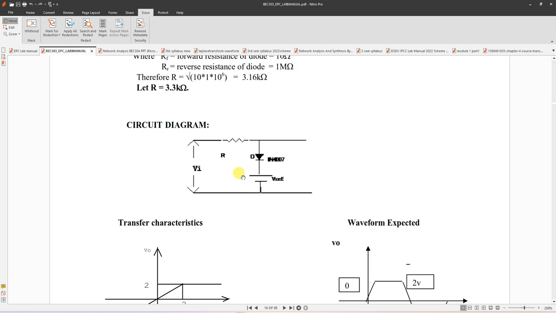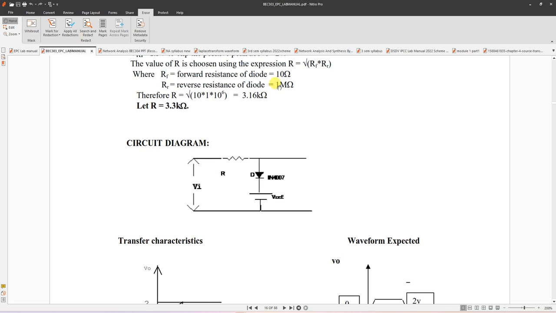The circuit diagram for the positive clipper is this. You have to give some input here, on the left side. This is a suitable value of resistance I have to use. So that is the best value of R. The value of R is the root of the product of forward resistance and reverse resistance of the diode. So better let us choose 3.3K, by assuming forward resistance as 10 ohm and reverse resistance as 1 megaohm. So root of the product of RF and RR is approximately 3.16, or you can choose 3.3K or 10K, any value.